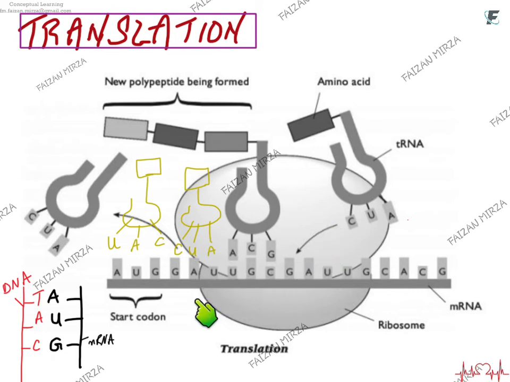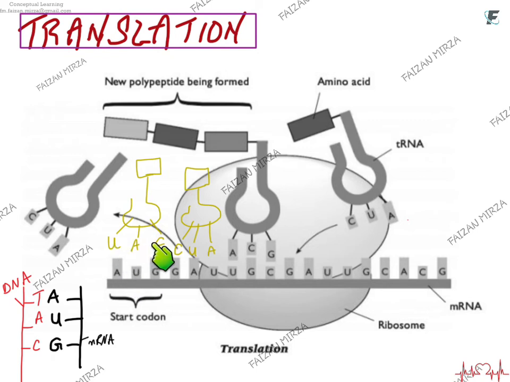So anyhow, the basic concept is that if the DNA has the codon TAC, the mRNA would have the codon AUG, complementary to the DNA. This is the template strand of the DNA. So this is AUG. When AUG comes here, the tRNA that comes here will have UAC. This is the tRNA, and this is its complement. The anticodon is complementary to the codon.